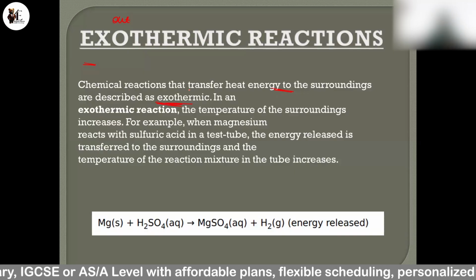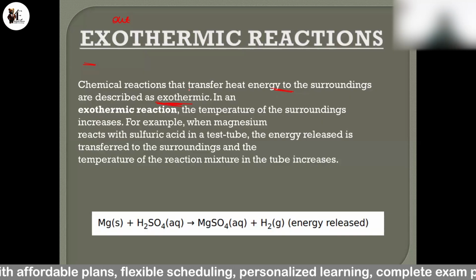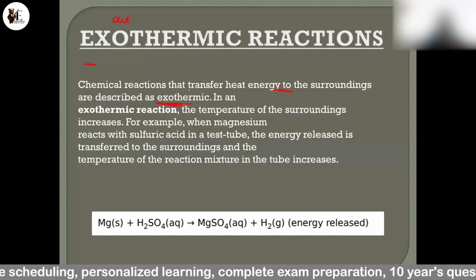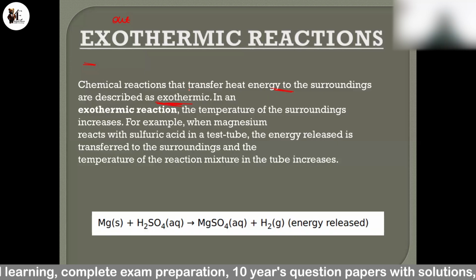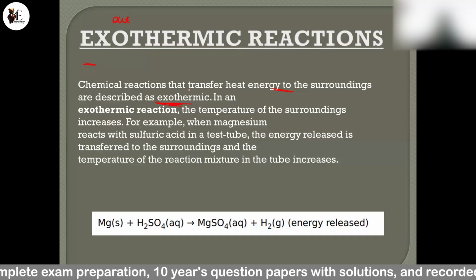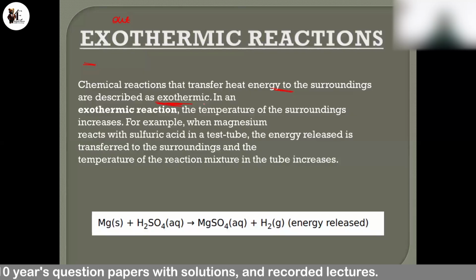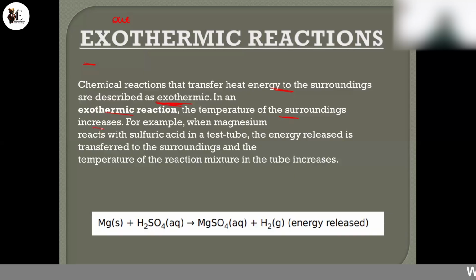There are two terms involved here in this chapter: one is system and one is surrounding. System is the thing in which we are doing our reaction. For example, if you are doing a reaction in a test tube, that is a system, the place where you are doing the reaction. The other thing is your surroundings. The entire universe is your surroundings. So system plus surrounding makes up your universe. In an exothermic reaction, apart from the system, everything else is surrounding. So it releases heat energy, so the temperature of the surrounding will increase.